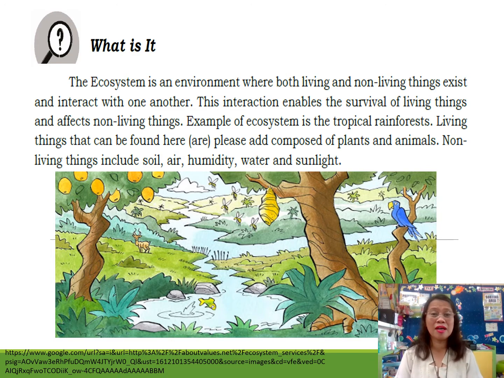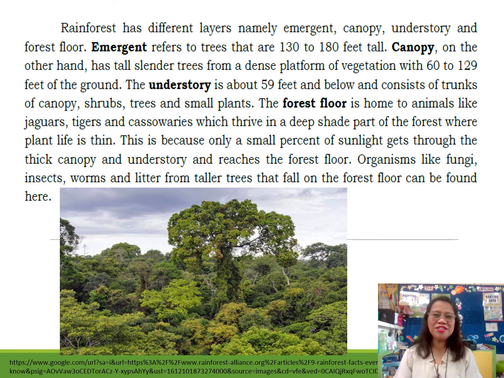Example of ecosystem is the tropical rainforest. Living things that can be found here are the plants, the presence of plants and animals. The non-living things include air, humidity, water, and sunlight. So nato makita nga na maklaro na ay birds, na ay bees, mga insects, from afar to ay deer, na ay mga plants, na ay fish. Rainforest has different layers, namely the emergent, the canopy, the understory, and the forest floor.